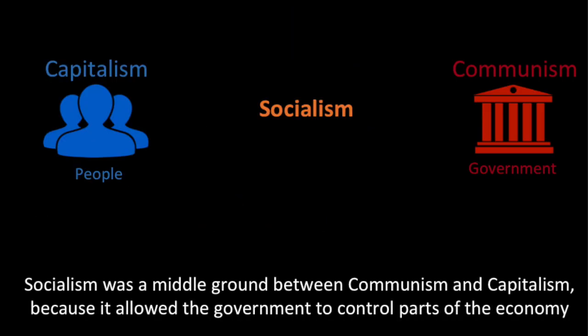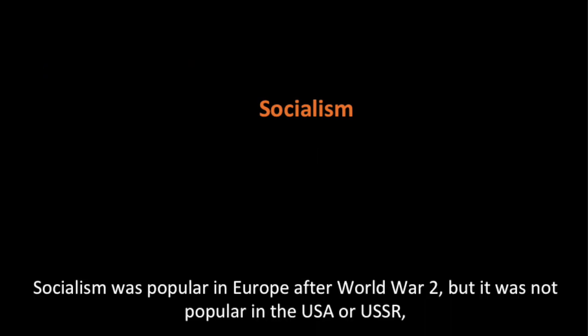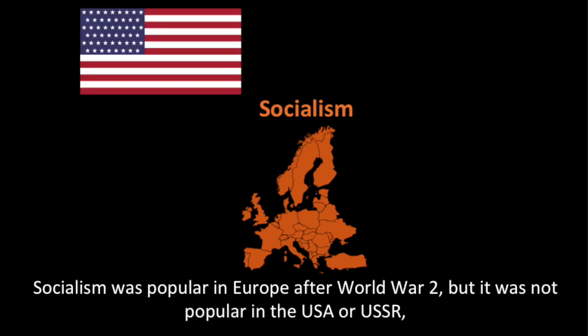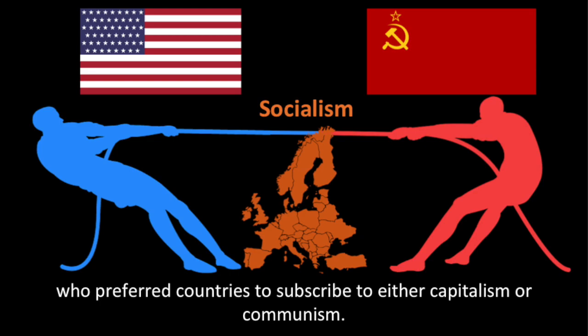Socialism was a middle ground between communism and capitalism, because it allowed the government to control parts of the economy while not banning private ownership. Socialism was popular in Europe after World War II, but it was not popular in the USA or USSR, who preferred countries to subscribe to either capitalism or communism.